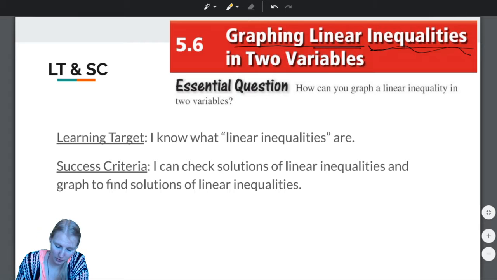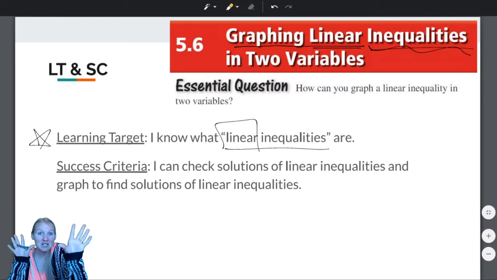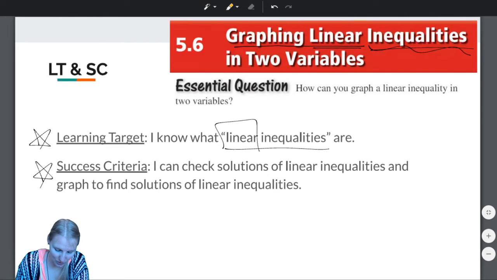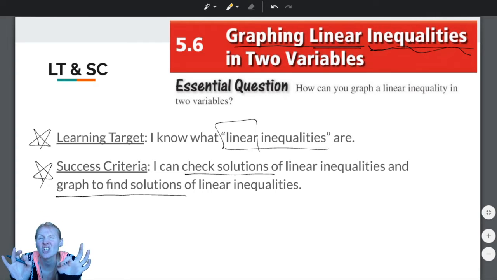Okay, so our learning target is that you know what linear inequalities are. Hopefully you remember what an inequality is, but what is a linear inequality? That's what we're aiming to learn today. And our success criteria is I can check solutions of linear inequalities and graph to find solutions of linear inequalities. So we need to know what they are. What is a linear inequality? We need to be able to check solutions and graph them to find solutions. So, know what they are, check, graph. Cool.